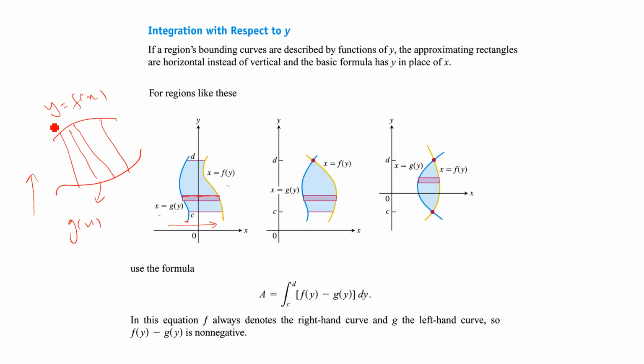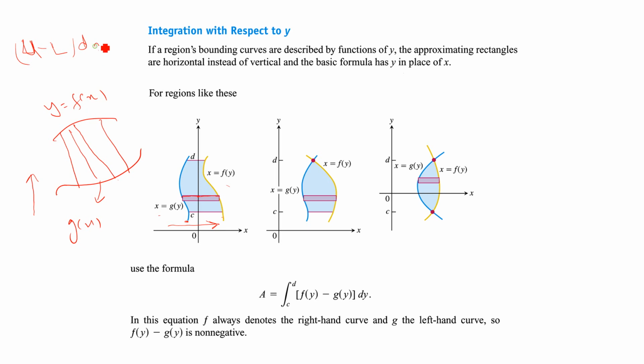That is why we had the formula as upper curve minus lower curve. But in the case of the functions of y, because the positive orientation of x is moving towards the right, we have right curve minus left curve.